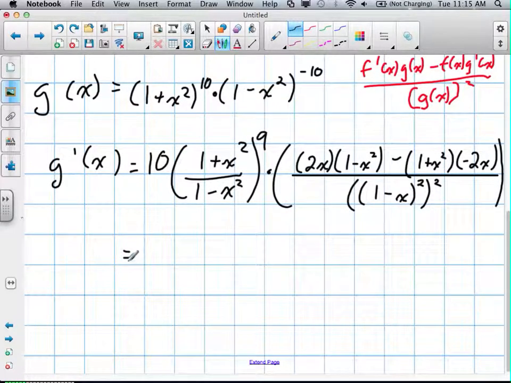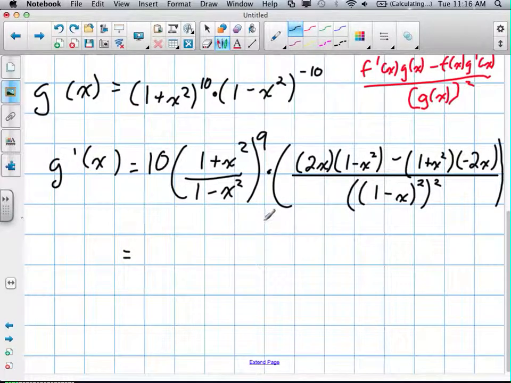Now, this is technically it. If they've given you a value, okay, and they say find g prime x when x is equal to 3, that's it. You can just plug 3 into x right here. There is no need technically to simplify. They may ask you in a question to simplify though once you find the derivative. So we're going to go about trying to simplify this a little easier.